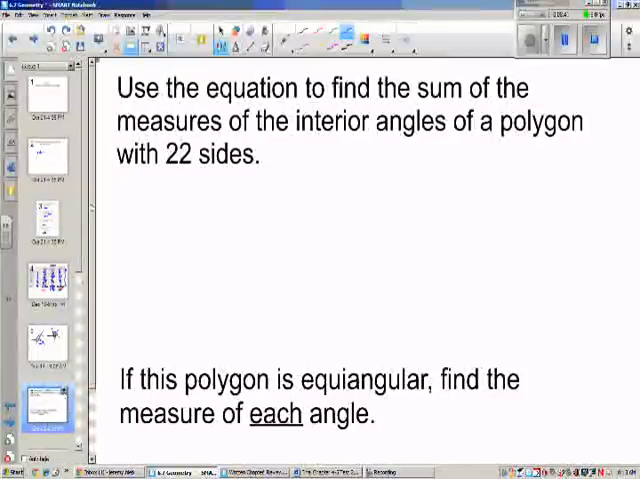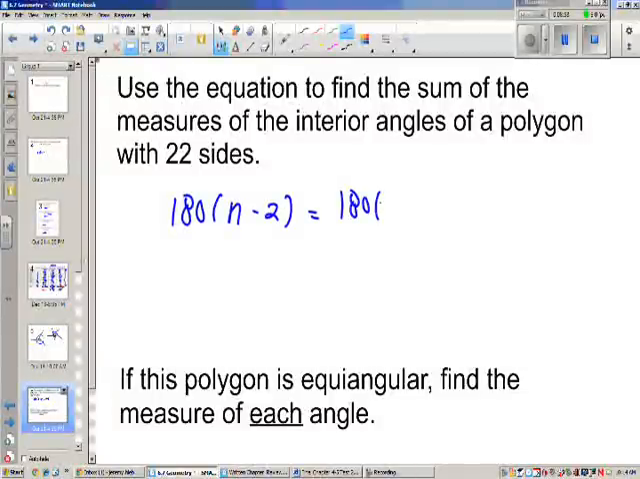So now we're going to start with some problems. Okay, so it says use the equation to find the sum of the measure of the interior angles of a polygon. So the sum of the interior angles is always, remember, 180 times n minus 2. So using that formula, I get 180 times 2 less than its sides, so I get 180 times 20. And my answer is 3,600. So the interior angles have to sum to 3,600.